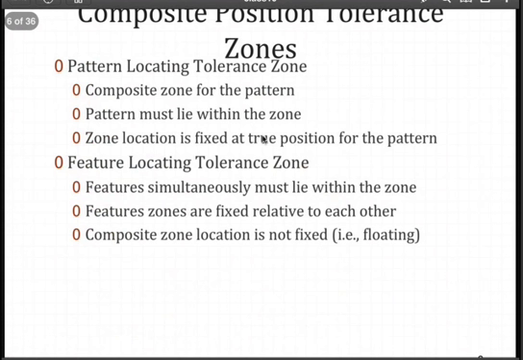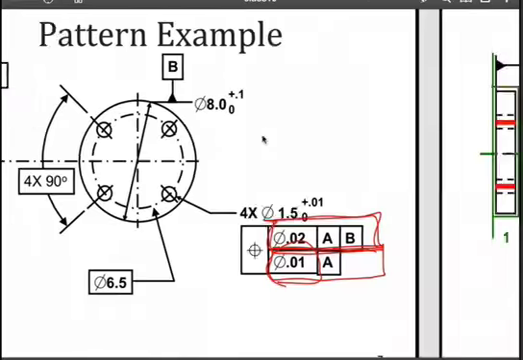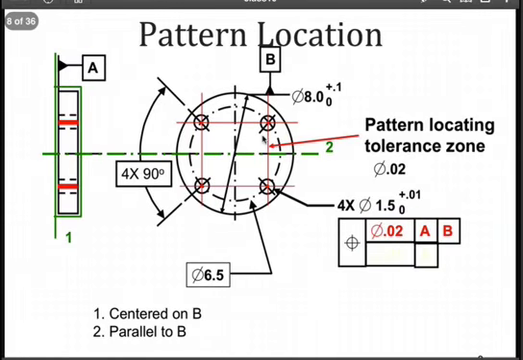So here's our example, but now we've added a feature locating tolerance zone, as you can see here, which is more restrictive. What is the net effect of that? Well, first we have to compare the pattern to the pattern locating tolerance zone, and if that is satisfied, then we're going to take a look at the feature locating tolerance zone and see if it satisfies that constraint.